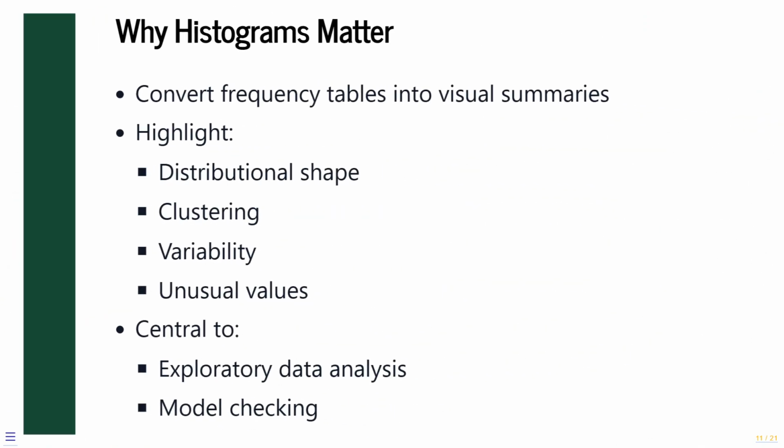Histograms transform a frequency distribution into a visual summary that highlights the shape of the data. They help us see where observations cluster, how variable the data are, and whether unusual values are present. Because many statistical methods rely on assumptions about distributional shape, histograms play a central role in both exploratory analysis and model checking.